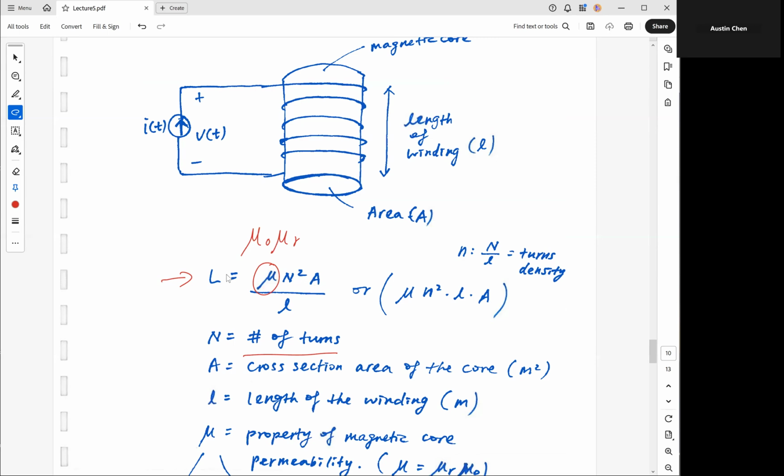So from here, you can see that L can be increased by decreasing the length of the winding, by packing these coils closer between each other. You can also increase the inductance by increasing the area of the core, or the number of turns. In fact, when you increase the number of turns, you get a quadratic improvement in your inductance. It is n squared, a quadratic increase.